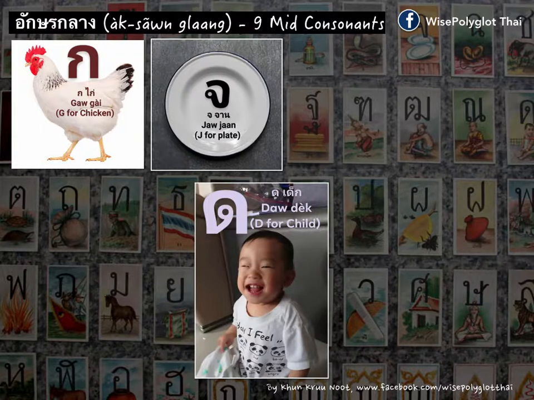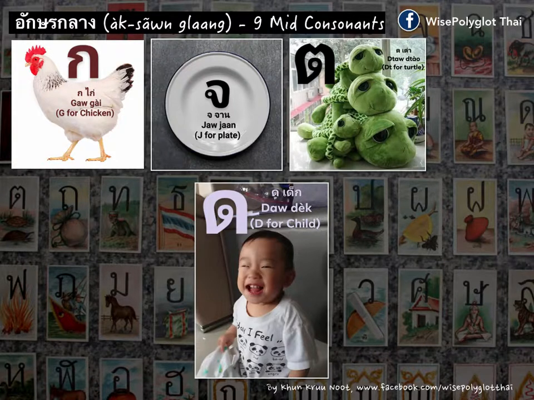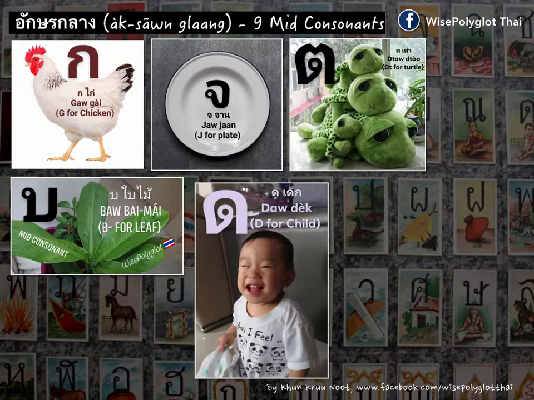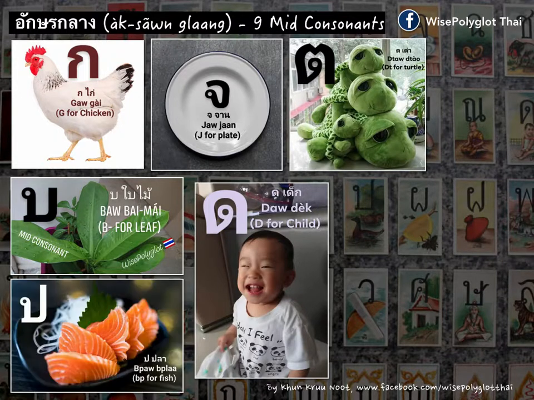Children should be protected. So that is a circle covered by some round shape on top, okay? So this circle is in the middle. Do dek. And if you remember, to tau is exactly the same, just with a broken head. Bo bai mai is like a squarish container where you fill in the water to water your plant. Po pla is exactly like bo bai mai with a longer tail because it's a fish. Bo pla is a BP for fish. So you can see that there is a longer tail for po pla.